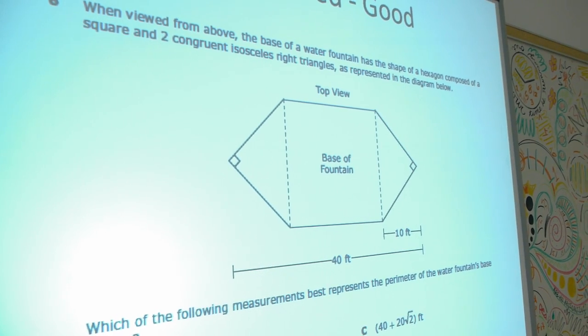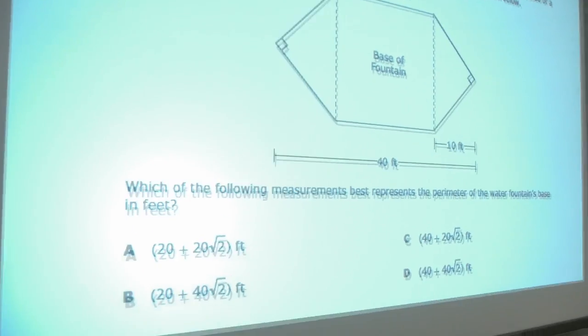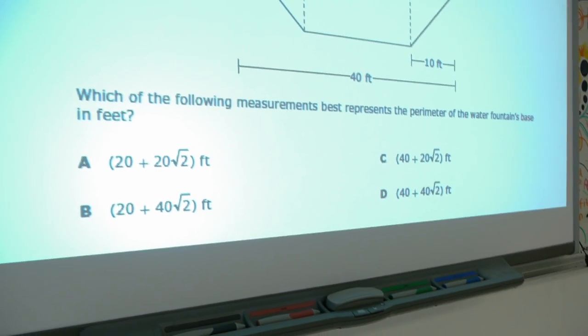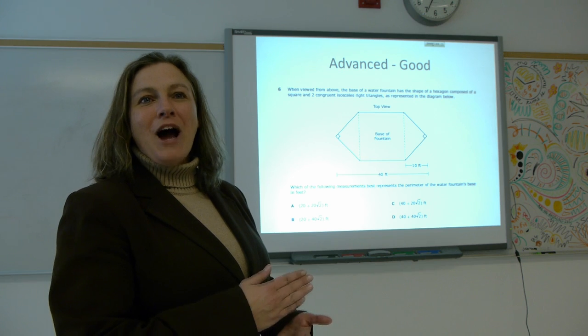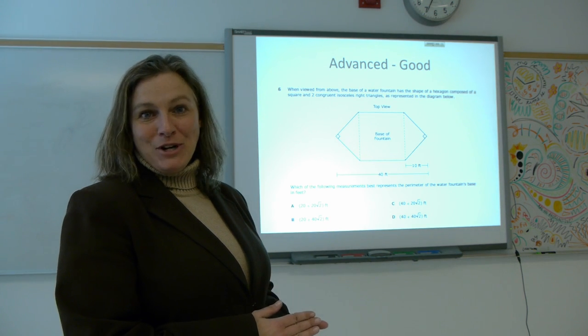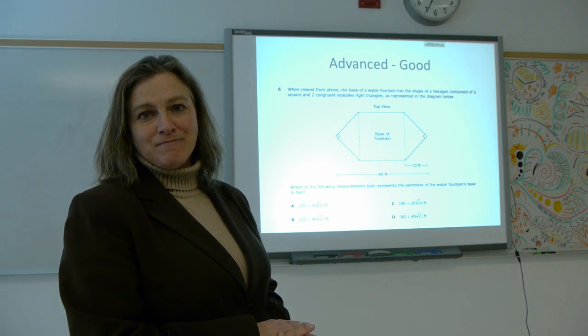Which of the following measurements best represents the perimeter of the water fountain's base in feet? And the other thing that's nice about this, in addition to just composite right triangles and perimeter, is that the options are given, so the student has to be pretty conversant algebraically with radical notation.